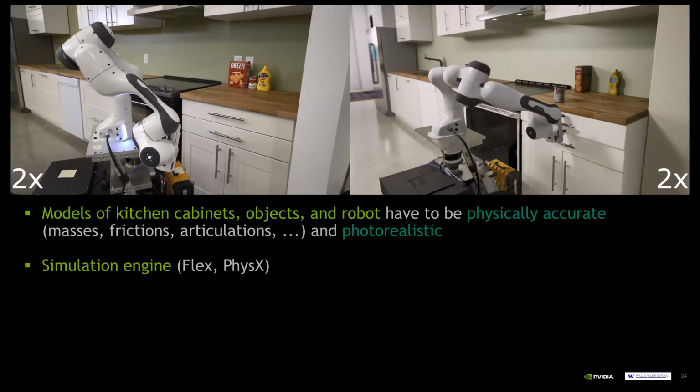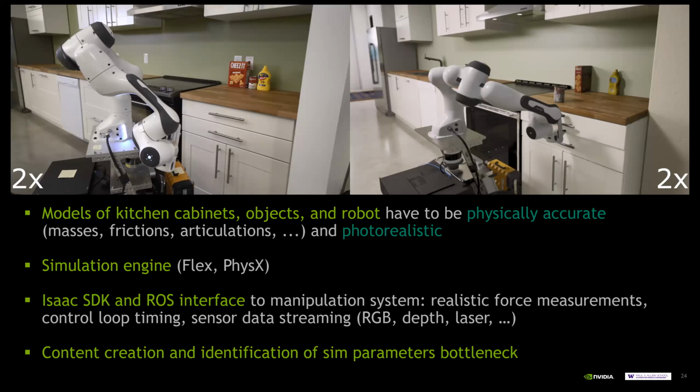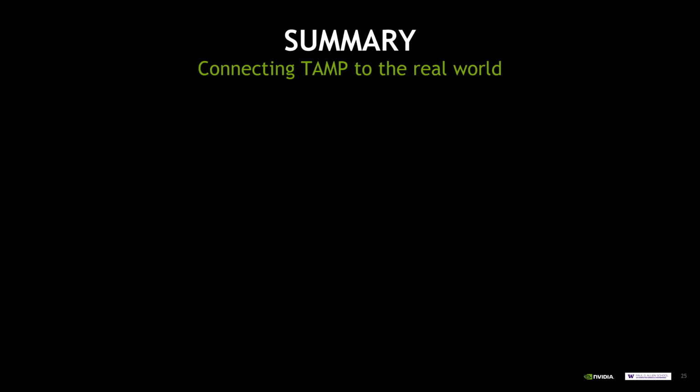Yeah, so we have Flex and PhysX, so we can simulate different types of objects, including deformable objects or particles. Our simulation supports the Isaac SDK and ROS interfaces, so we can use a very similar version to the real system, including streaming sensor data and testing out our full perception stack in simulation and training there. The big bottlenecks for us are things like identifying the parameters of the simulation, like those frictions and masses and so on, and getting new assets and content, right? So we can actually simulate realistic environments.